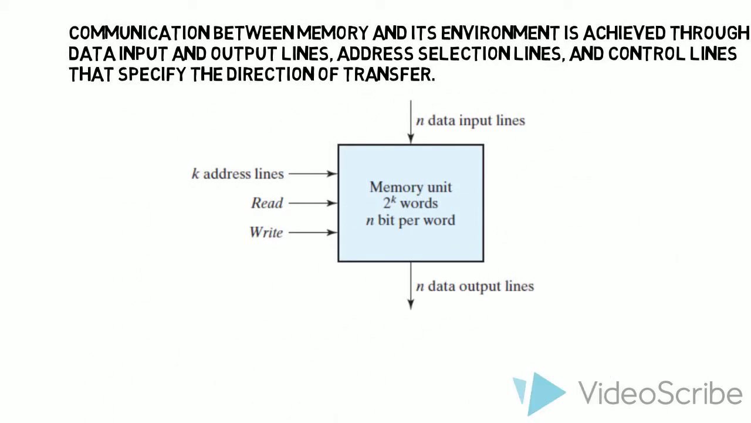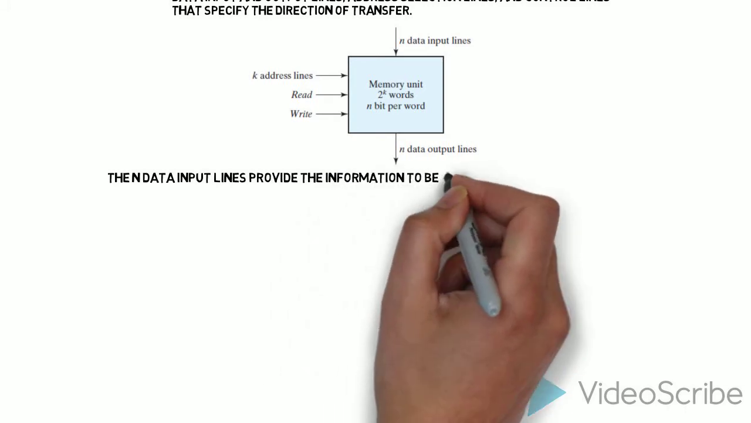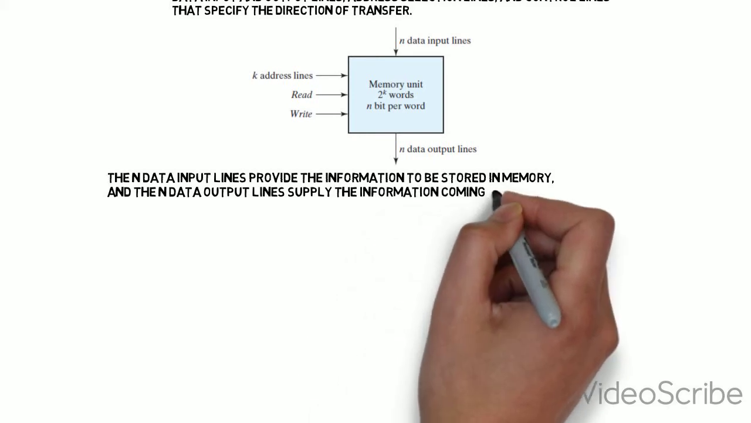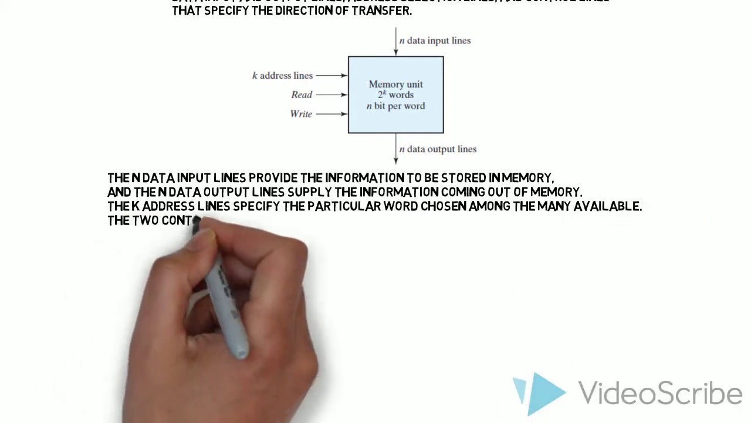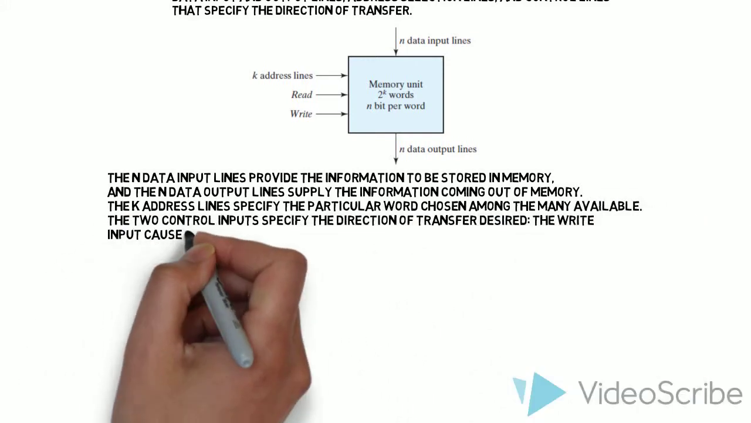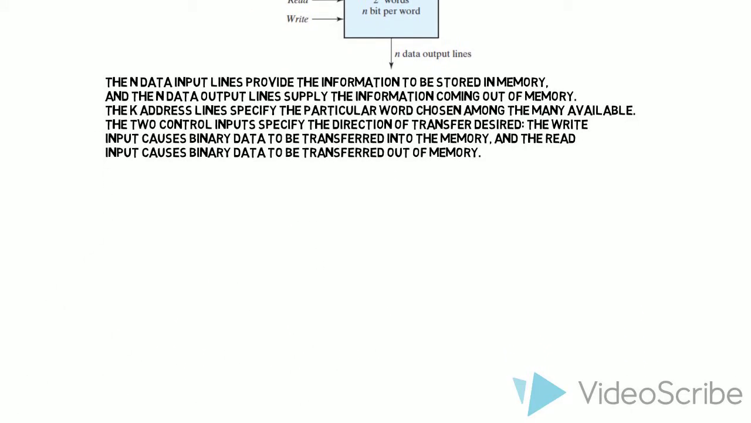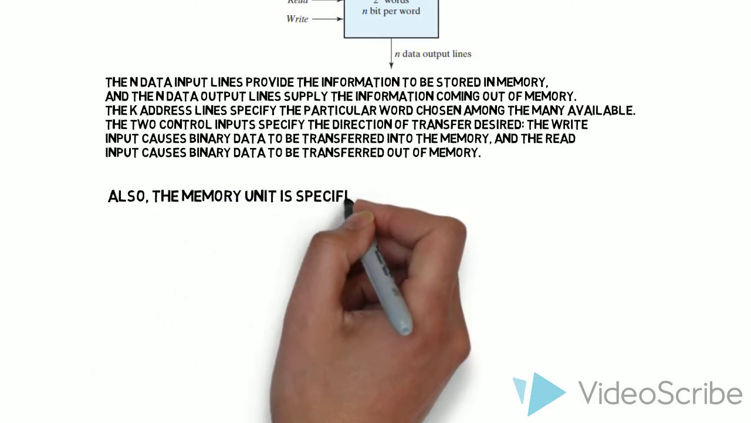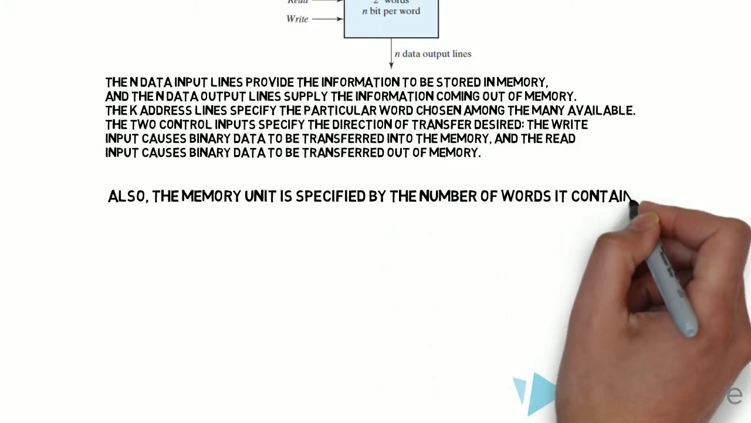And here is an image of how the memory works. The n data input lines provide the information to be stored in memory, and the n data output lines supply the information coming out of memory. The k address lines specify the particular word chosen among the many available. The two control inputs specify the direction of the transfer desired. The write input causes binary data to be transferred into the memory, and the read input causes binary data to be transferred out of memory. Also, the memory unit is specified by the number of words it contains and the number of bits in each word.